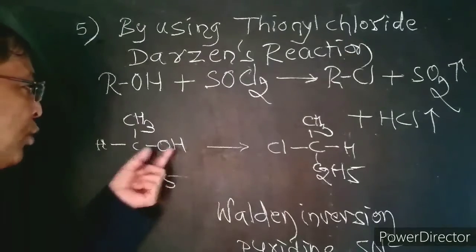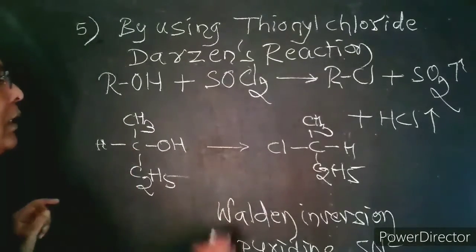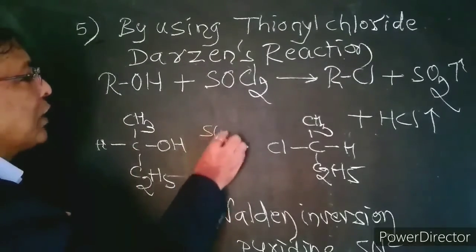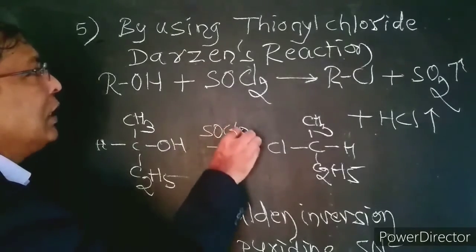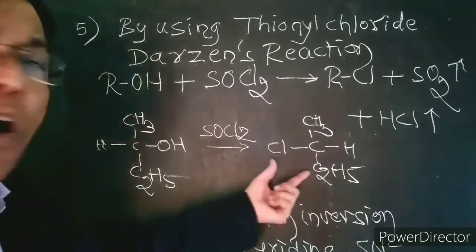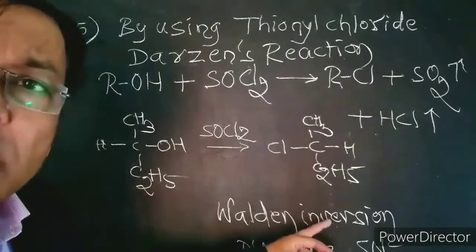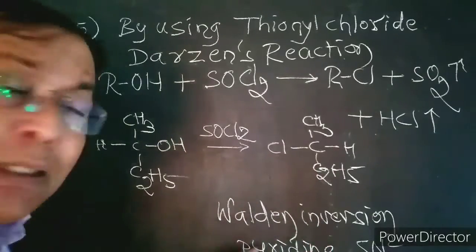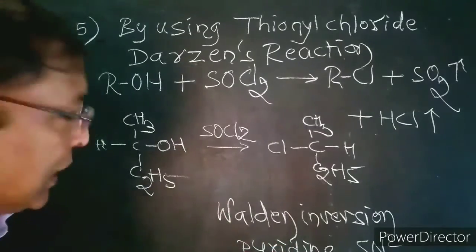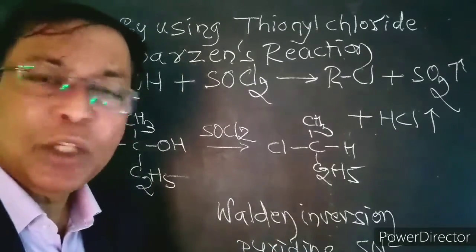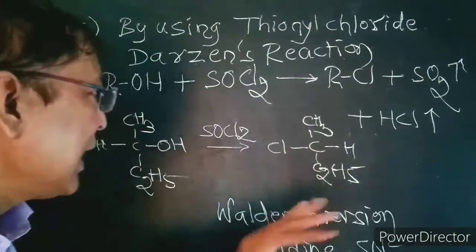When the OH group is attached to a chiral carbon atom, if we carry out the reaction with thionyl chloride, optical inversion takes place, that is also called Walden inversion, and this Walden inversion takes place in the presence of pyridine, and the reaction follows the SN2 reaction path.